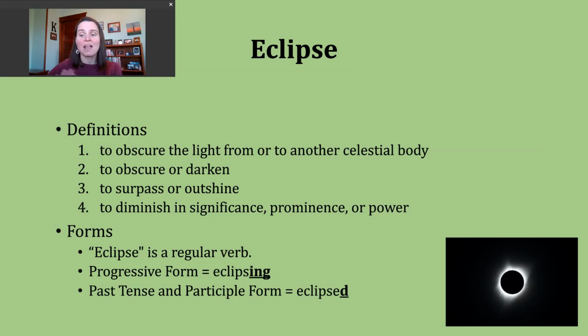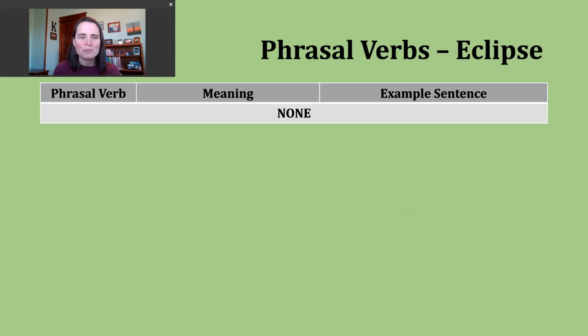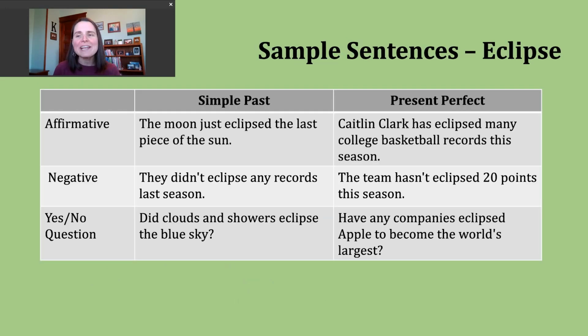And I forgot to mention, maybe you've noticed the picture on the bottom of my screen. This is an example of the moon eclipsing the sun. So it's blocking or obscuring the light. Now, we should mention really quickly, there are no phrasal verbs that we need to study or discuss today. So instead, we can move on and talk a little bit more about our verb of the day and use it in a couple different verb tenses. Today, we're going to practice the simple past tense and the present perfect.